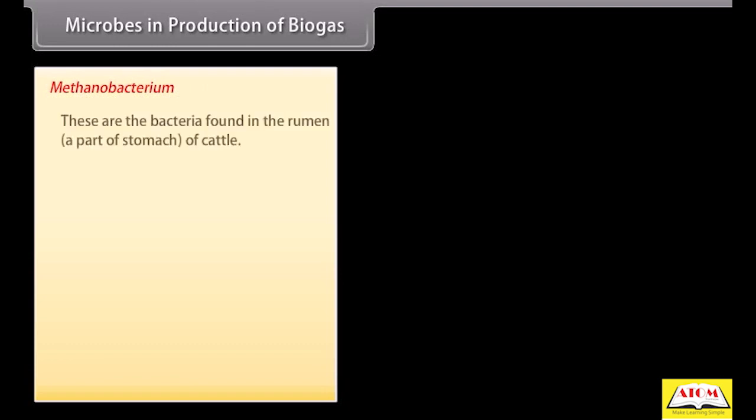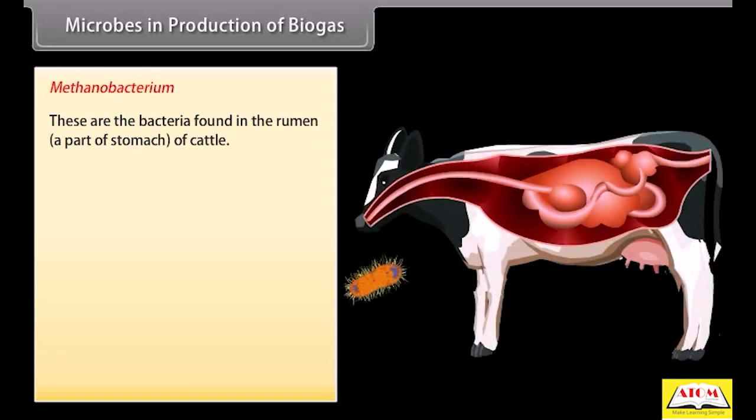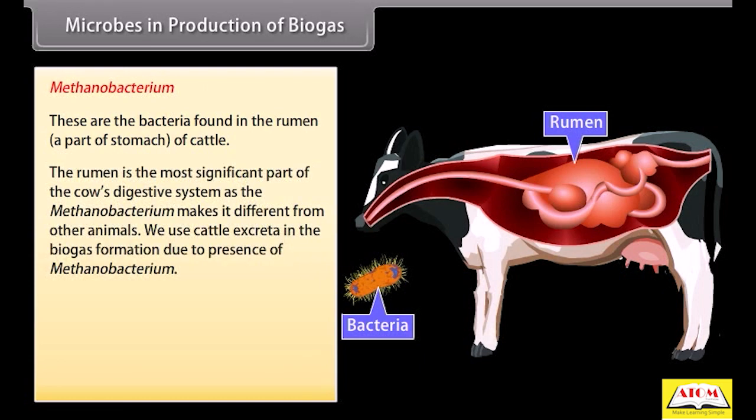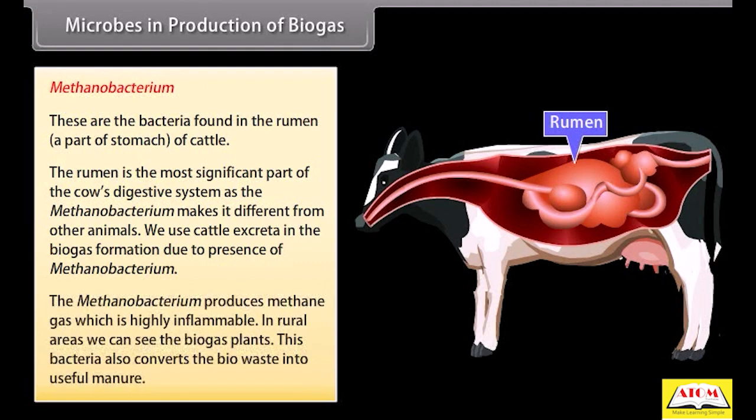Methanobacterium. These are the bacteria found in the rumen, a part of the stomach of cattle. The rumen is the most significant part of the cow's digestive system as the methanobacterium makes it different from other animals. We use cattle excreta in the biogas formation due to the presence of methanobacterium. The methanobacterium produces methane gas, which is highly inflammable.